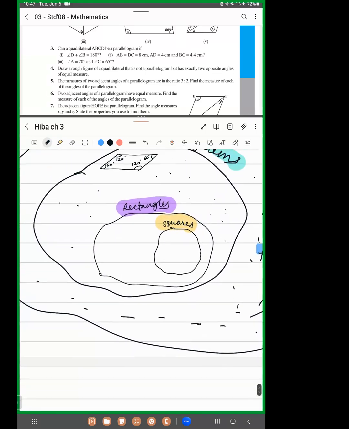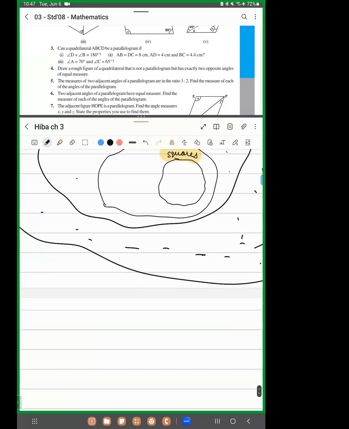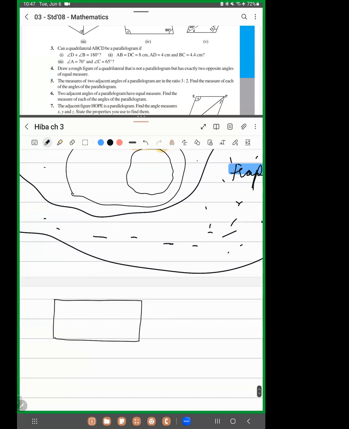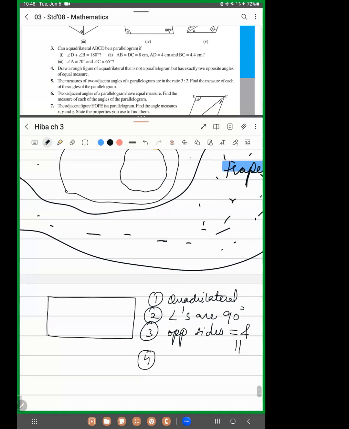What is the condition of a rectangle? What is the definition of a rectangle? Tell me. It is a quadrilateral with a right angle. Quadrilateral, only one right angle? No, all the angles are 90 degrees. Opposite sides are equal and parallel. Yes, because it is lying under parallelogram. Very good, Hiba.